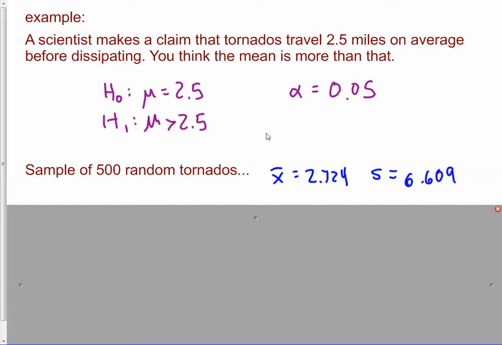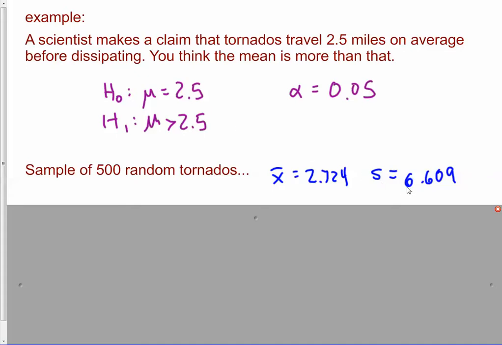Is it so much more, though, that in a sample of 500, it would have been pretty hard to get 2.724 if the real mean was really 2.5? It would have been possible to get a sampling that was just on average higher than what it should have been. That's the question, right? And that's what our distributions and our p-values will tell us.